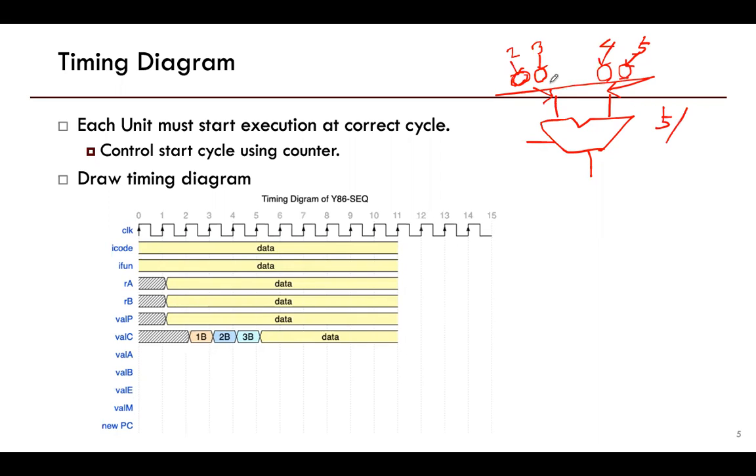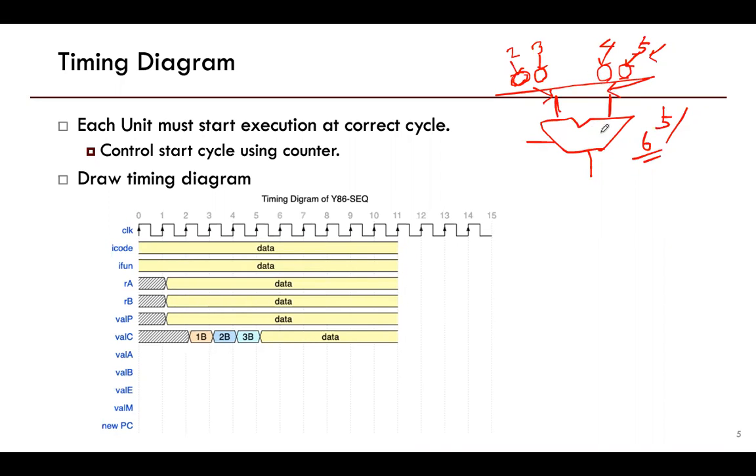Then we guarantee all of the inputs are ready, and this ALU module can start its computation. So in this example, this ALU can start at cycle 6, because the last data is ready at cycle 5. We cannot start at cycle 5, we can start at cycle 6. So this is one typical example of why you should consider the start cycle of each unit.